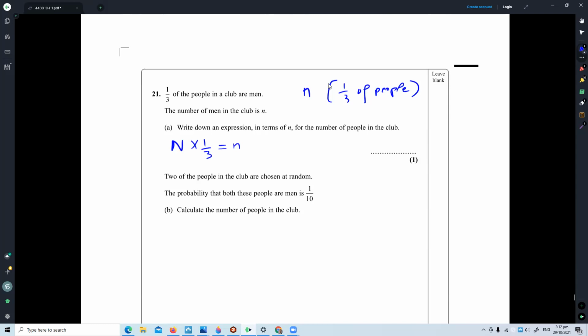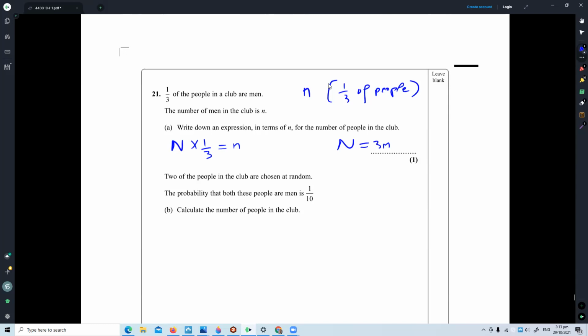So I can say the number of people in the club, big N, is equal to 3 times the number of men. So 3n. So there'll be 3 times as many men in the club as, yeah. So, okay. Big N is the number of people, and little n is the number of men in the club. 2 of the people are chosen at random. The probability that both are men is 1/10.